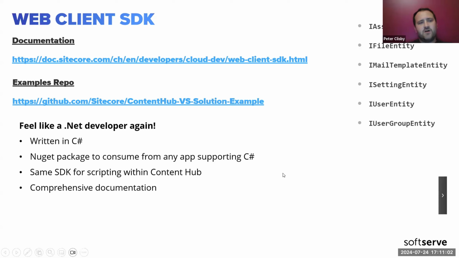So some of the things I love about the Web Client SDK is it makes me feel like I'm a .NET developer again. It's written in C#. You can consume it via a NuGet package from any solution that supports C#. And it's the same SDK for writing scripts within Content Hub as it is for the external integrations that you might use the NuGet package for. And I've mentioned the comprehensive documentation.